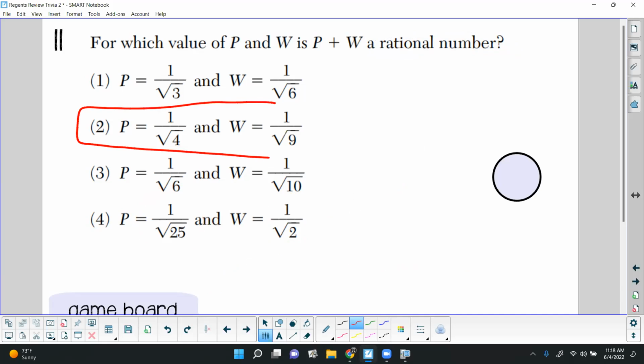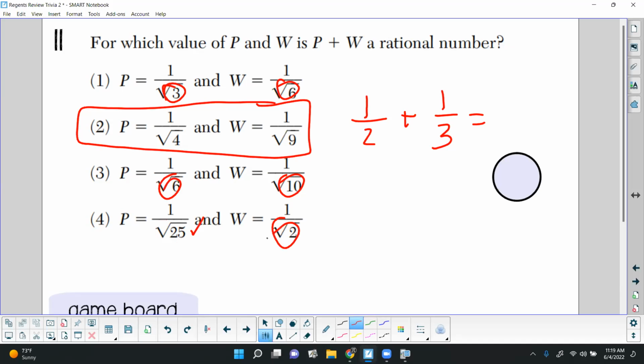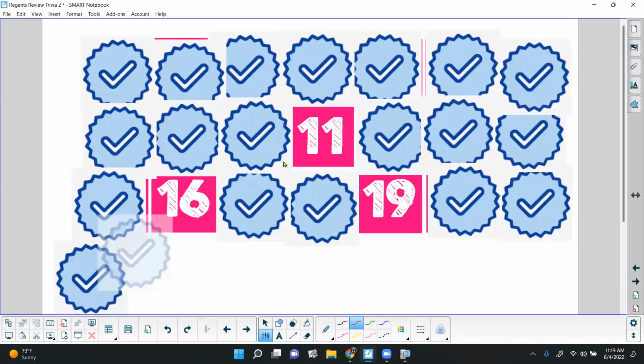So if we take a look at number 2 here, which is the square root of 4 and the square root of 9, these in fact are rational, right? They have no square root signs in the denominator, but these other values, you cannot get rid of this. Whoops, that one you can. But these other values you cannot. So the answer was 2.